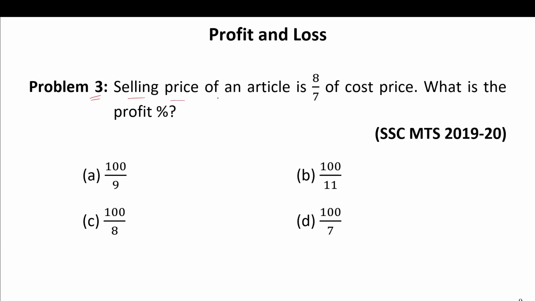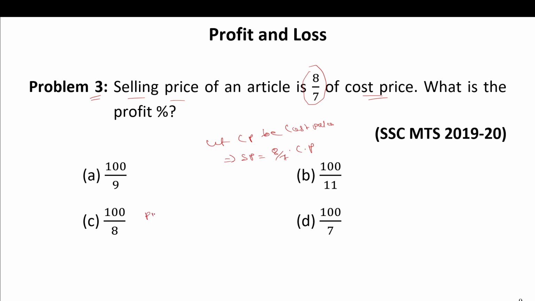Okay, so selling price of an article is 8/7 of the cost price. Okay, so let CP be X, right? So this implies that SP is equal to 8 by 7 into CP. Let's keep it CP. Okay, let CP be cost price. So this is what we are given. Okay, then what is the profit percentage?